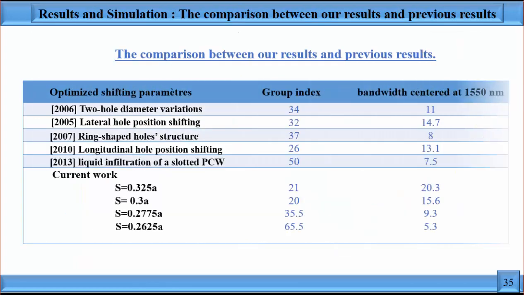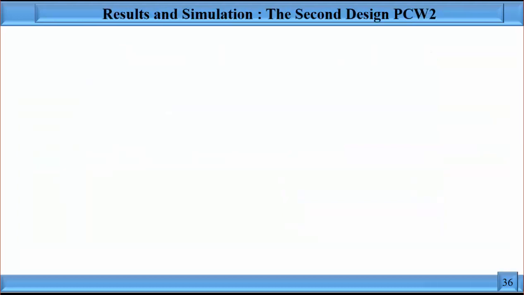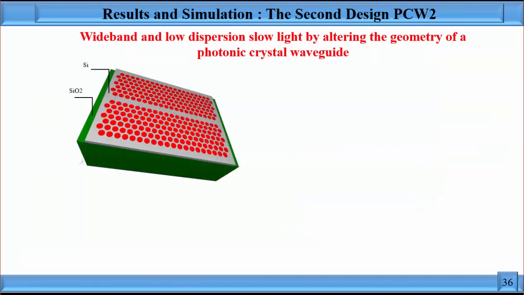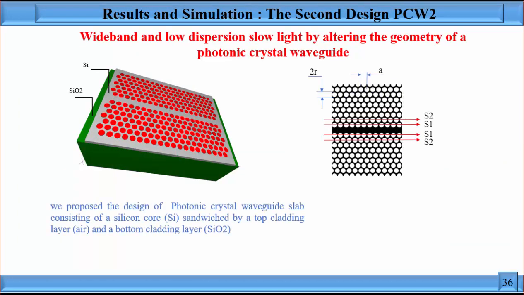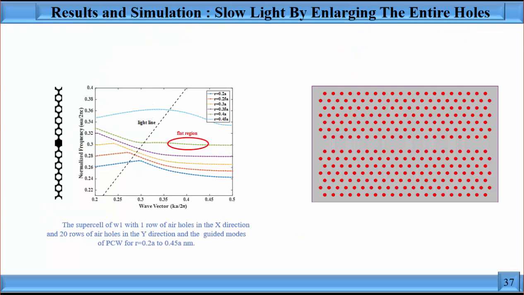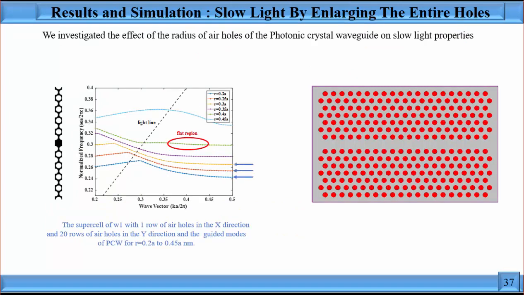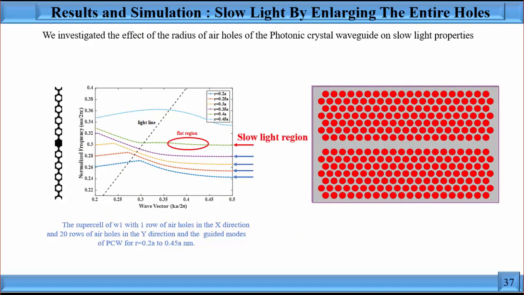Slide 35. The comparison between our results and previous results. Slide 36. The second design, PCW2. Wideband and low dispersion slow light by altering the geometry of a photonic crystal waveguide. We proposed the design of a photonic crystal waveguide slab consisting of a silicon core sandwiched by a top cladding layer of air and a bottom cladding layer of silica. Slide 37. Slow light by enlarging the entire holes.